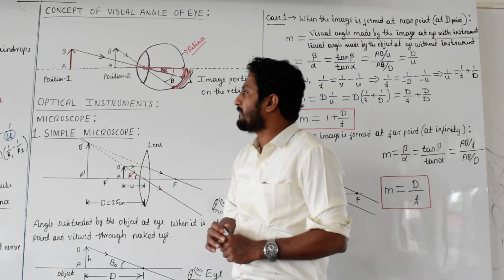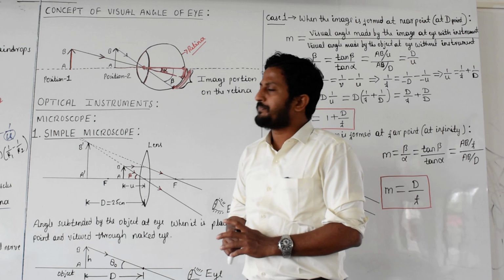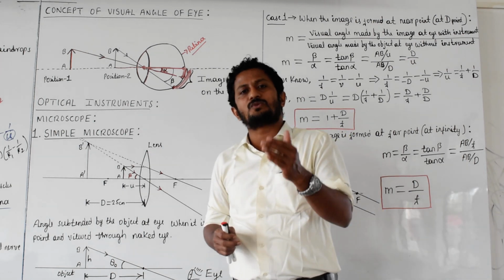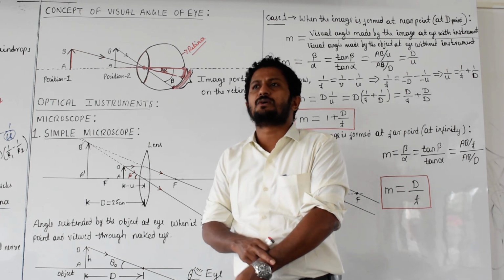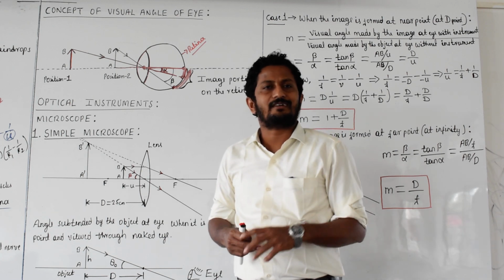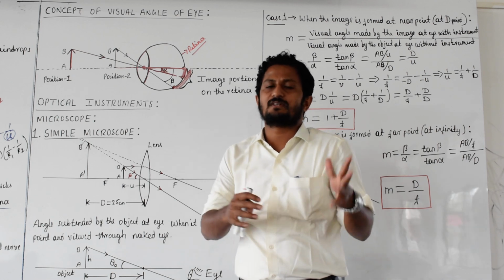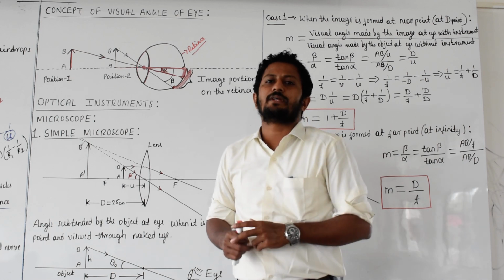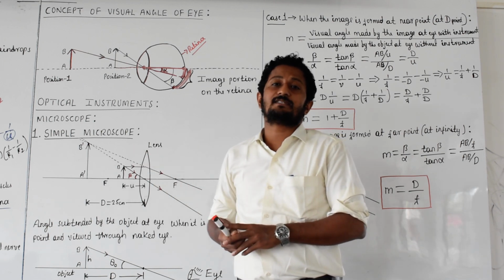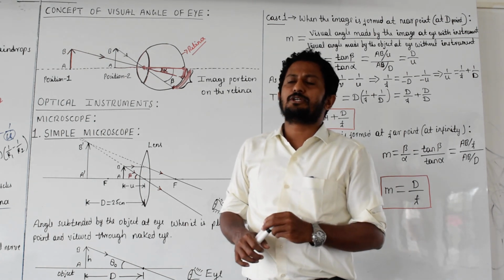Now after this, we are going to enter into optical instruments. See, there are many optical instruments. Already I said the eye is also one of the optical instruments. About the eye, in your syllabus there is no detailed explanation, they have removed that. For your syllabus there are just two optical instruments: one is the microscope and the other is the telescope. These two are called optical instruments.